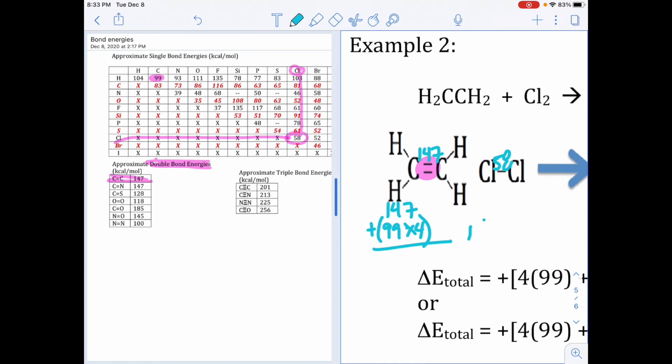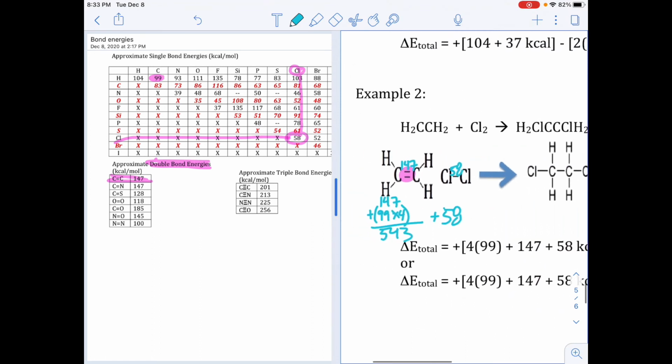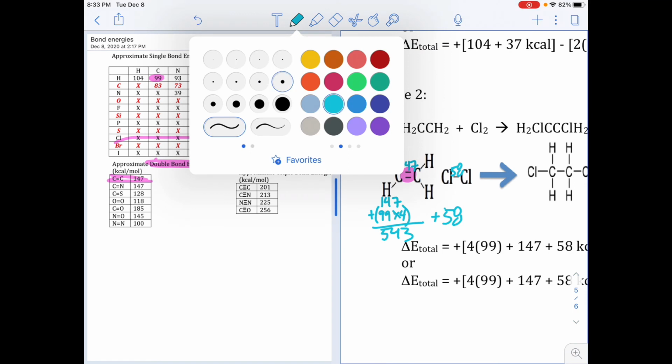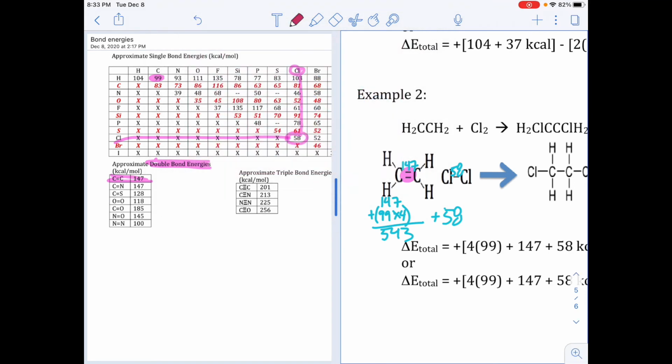and so now I can add these guys together. I've got my calculator here, 99 times 4 is 396 plus 147, 543 plus 58. Gives me a total on this side, and this is what I kind of like to do. I just make my numbers very large and a distinct color, and I say this whole side is 601. All I did, I found the bonds, I added them all up, I now have a total for that side.